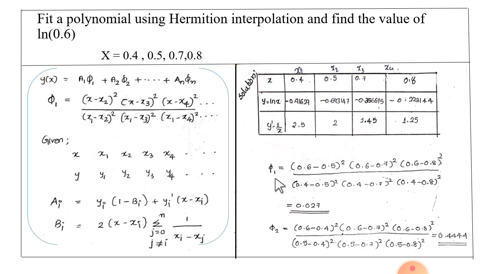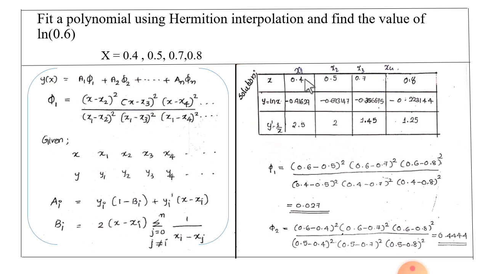Next you have to find the value of phi i. For finding phi i, first of all you should know the equation. If it is phi 1, then it will be equal to x minus x2 whole square into x minus x3 whole square into x minus x4 whole square, divided by x1 minus x2 whole square into x1 minus x3 whole square into x1 minus x4 whole square.